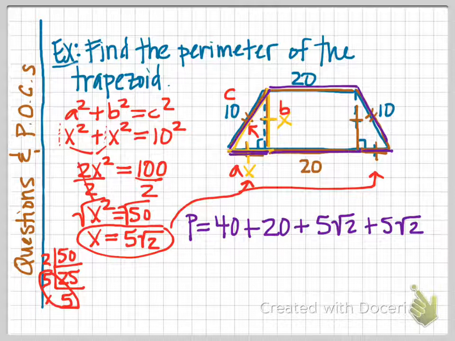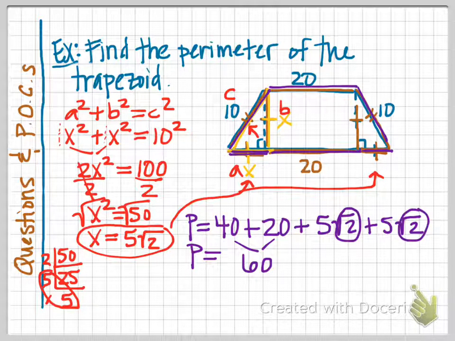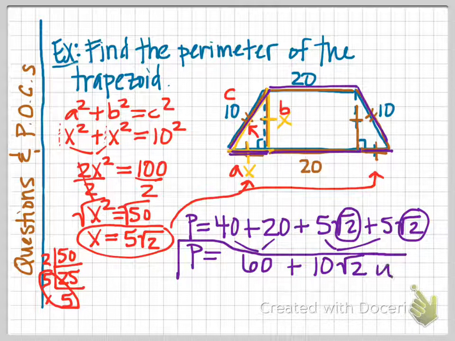Now we're just going to combine our like terms. The 40 and 20 we can add to make 60. The 5 square root of 2 and the 5 square root of 2, because they have the same number in the square root part, the 2, we can add them together. They're considered like radicals. And remember, when we add like radicals, we're just adding the coefficients in front. So we're just adding these 5s together, which is going to make 10, but we're still going to have square root of 2. So the perimeter of this trapezoid is 60 plus 10 square root of 2 units.